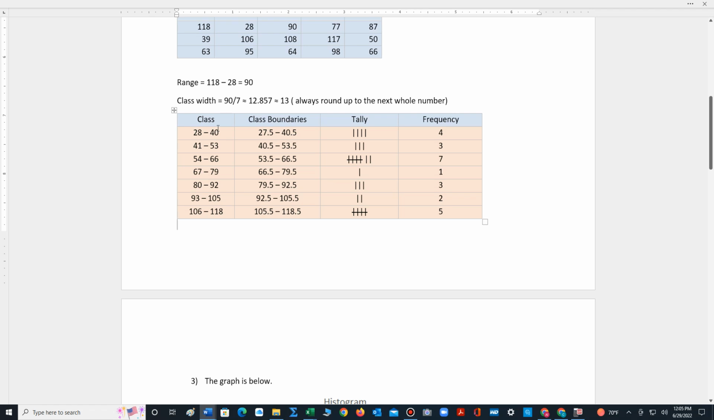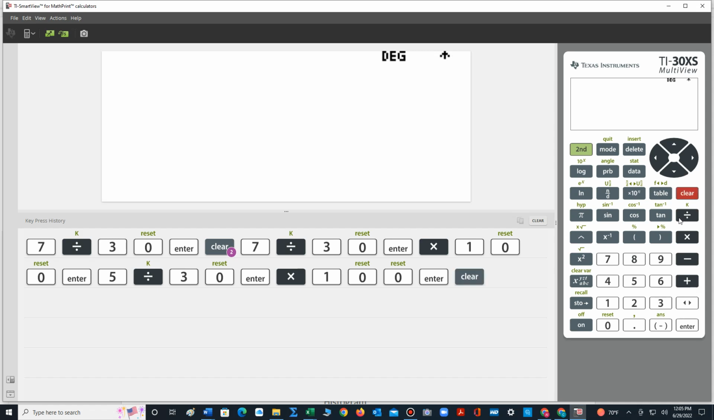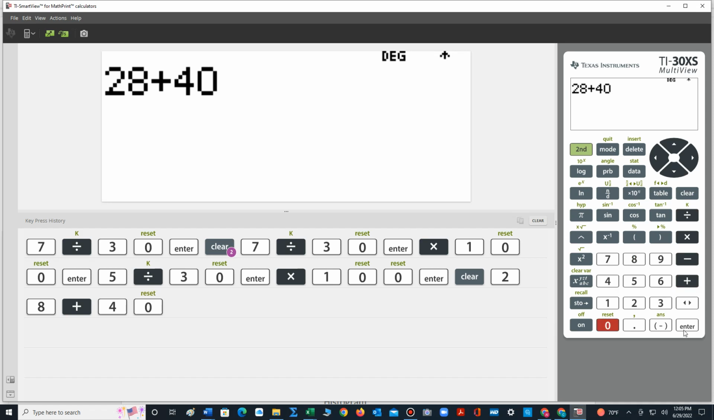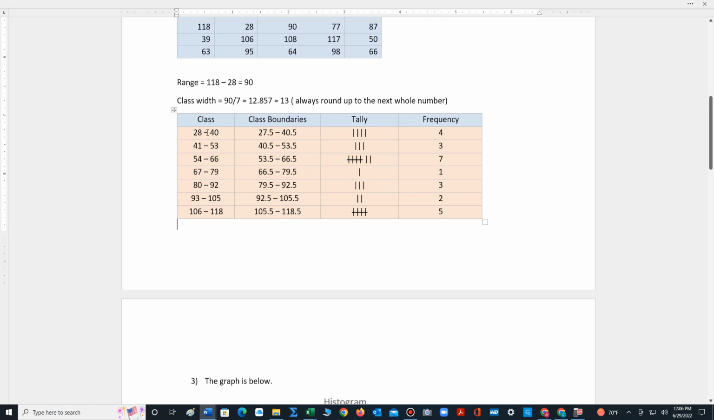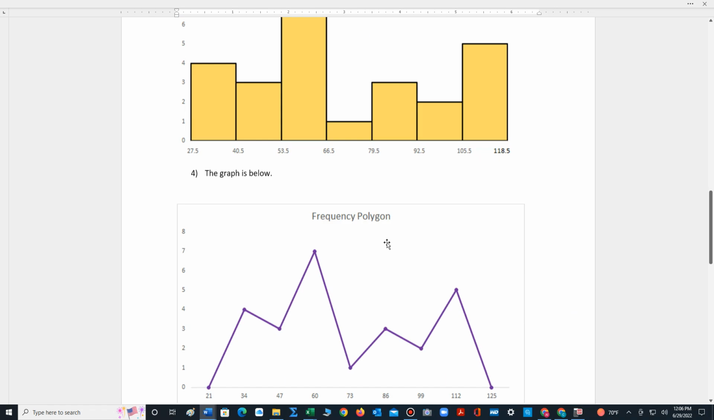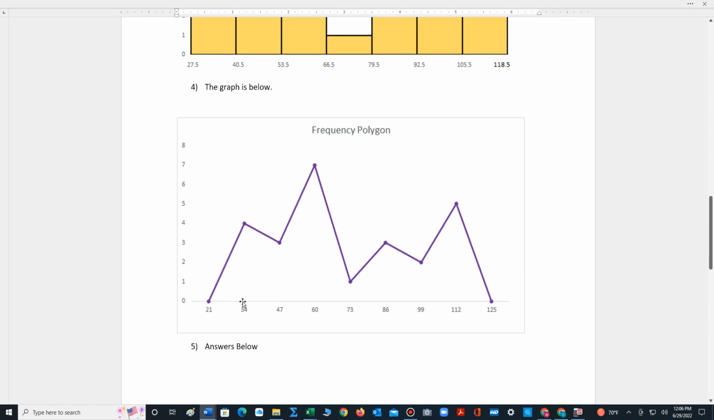So if we calculate this here, let's take a look using our calculator. We have 28 plus 40. We add the 2 limits, we get 68. We divide by 2, and that's going to give us 34. So the first midpoint is 34, and then it has a frequency of 4. So at 34, we go up to 4.